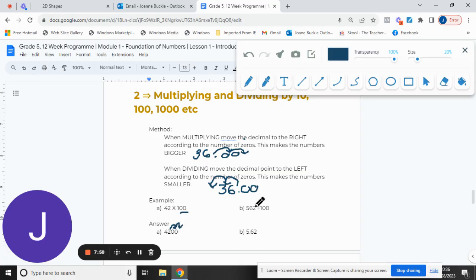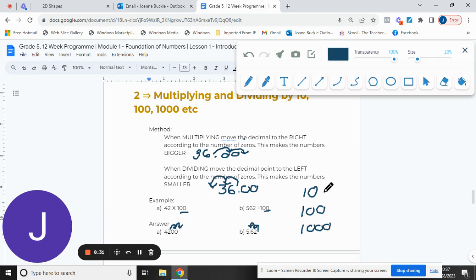Right, dividing by 100 then, the number is getting smaller. So once again, the invisible decimal point is here, and there's 2 zeros after the 1 again, so we're moving it 2 places. So one place would be 56.2 and the second place would be our answer, which is 5.62. Okay, now just to be clear, if it was 10 you would move it 1 place. If it was 100 you would be moving it 2 places, and if it was 1,000 you'd be moving it 3 places.